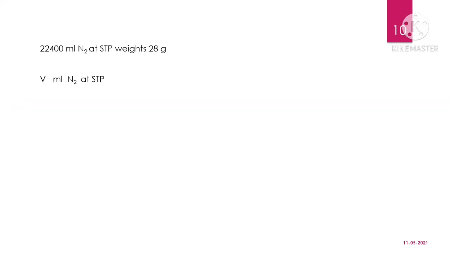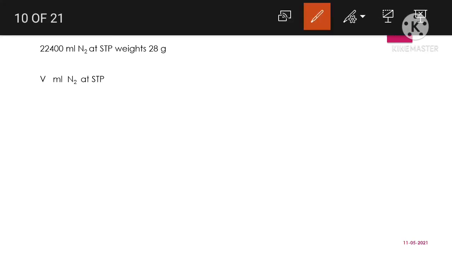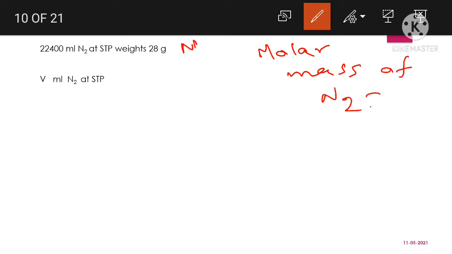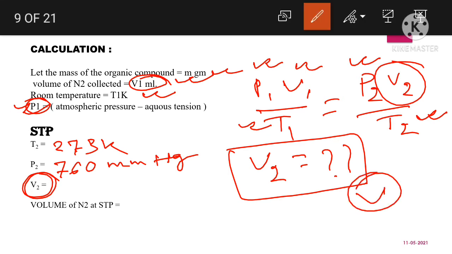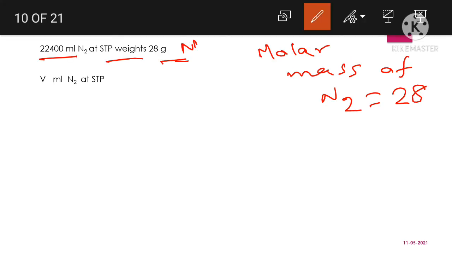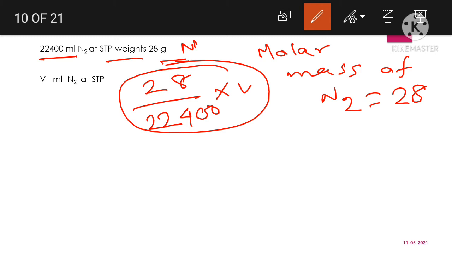Now we know that 22,400 ml of nitrogen at STP weighs 28 gram, since the molar mass of nitrogen is 28. From the equation we have calculated V2, so suppose this V2 is V. Then V ml of nitrogen at STP will give 28 divided by 22,400 into V gram of nitrogen.